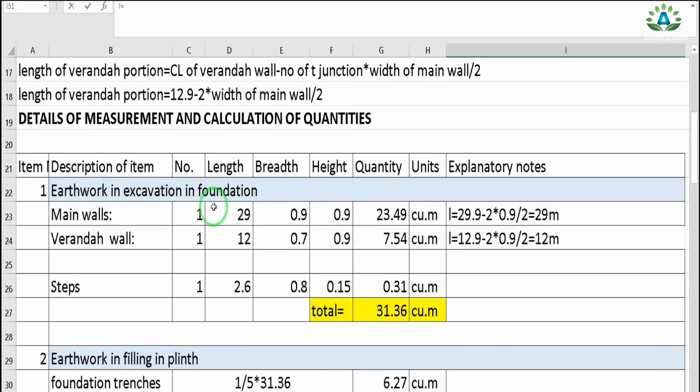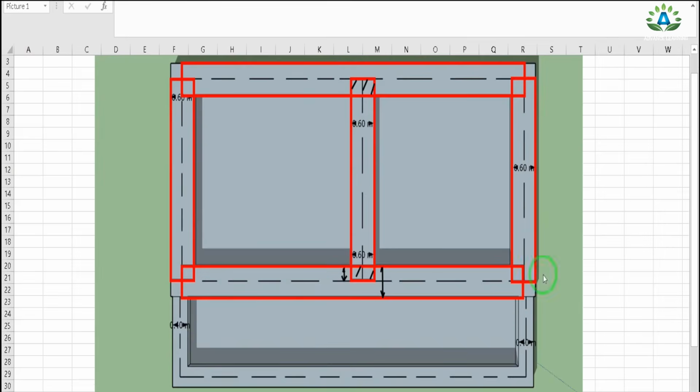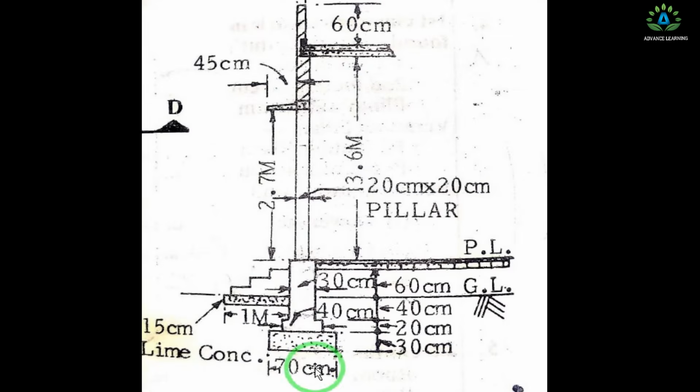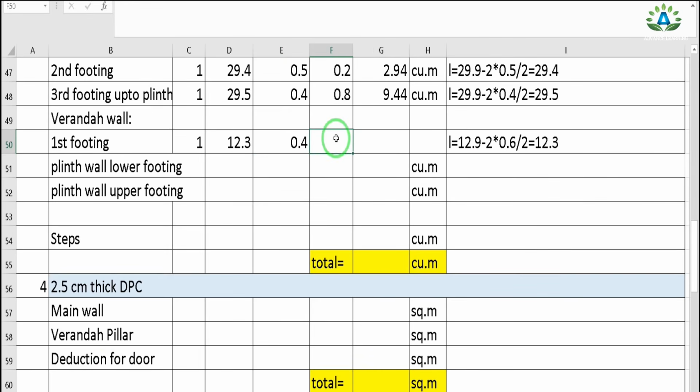So we have this center line of this veranda 12.9, and we need to subtract the main wall of 0.6 meter by 2, that is 12.3. But here we can see that the width of this veranda is only 0.4 meter, that is here we can see that it is 0.4 meter or 40 centimeter, and the height of this footing is 20 centimeter. Width of this first footing is 40 centimeter and the height is 0.2 meter.